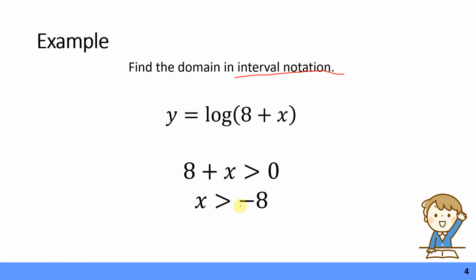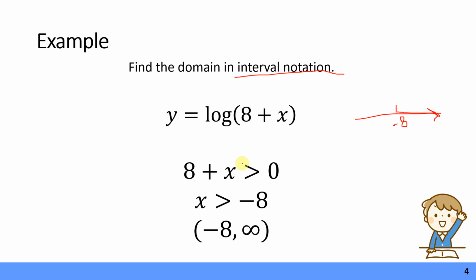But since you're asked for interval notation, I do have to rewrite it. X is greater than negative 8, so negative 8 is right here, and greater than means anything to that side. Sorry about my weird 8, but you get it. So my answer is from negative 8 to positive infinity. Okay, that's how easy you find the domain.